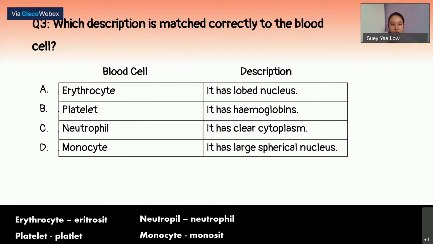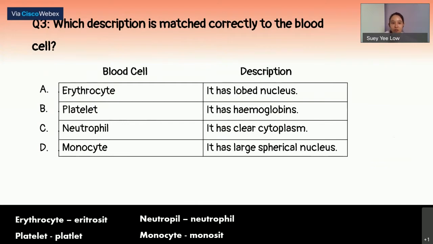Okay, so let's try this. For erythrocyte, it's a red cell, right? So do you think there's a nucleus there? Of course not. So this is the wrong answer. Of course. So B, platelets. It has hemoglobin. So tell me, who is the one that has hemoglobin? Of course, your red blood cell, right?